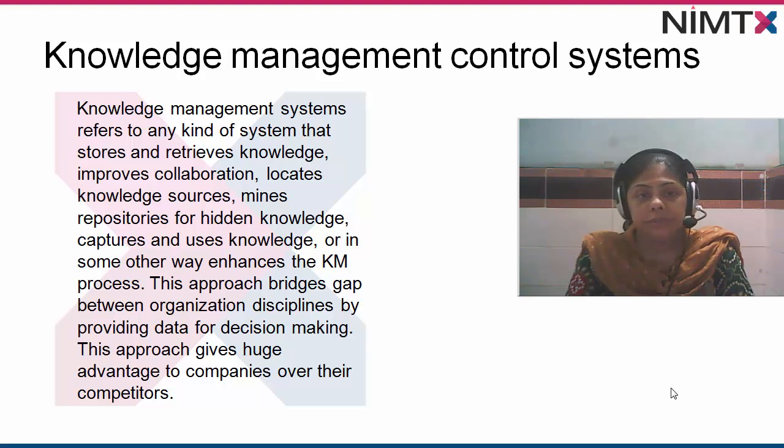Knowledge management control system. It refers to any kind of system that stores and retrieves knowledge, improves collaboration, locates knowledge sources, mines repositories for hidden knowledge, captures and uses knowledge, or in some other way enhances the knowledge management process. This approach bridges gaps between organization disciplines by providing data for decision making. It gives huge advantage to companies over their competitors. So this kind of control system, it's a knowledge management control system.